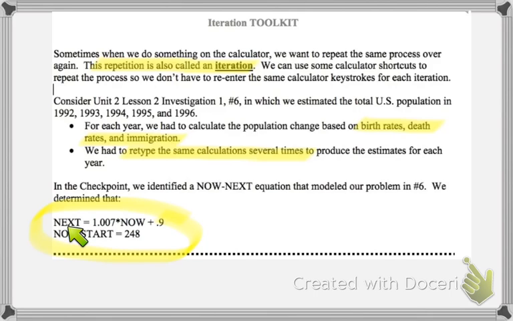If you remember where these numbers came from, this is the percent change converted to a decimal. It was a growth rate of 0.7%, and this was the immigration, an extra 0.9 million people every year. The now start value is where we started at, which is 248, and more specifically, we should probably specify it's 248 million people.